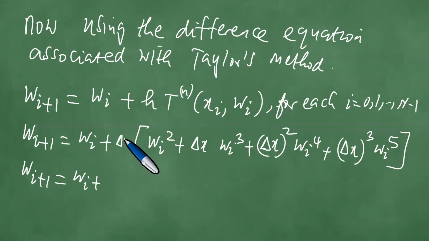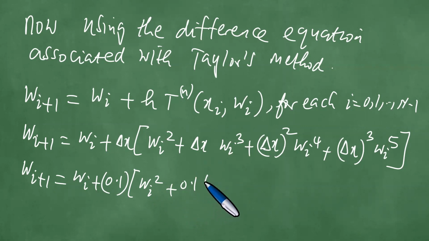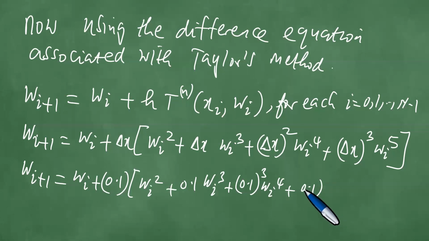And then in this question, it is 0.1. So just to get a difference equation that's nicer to use, you just substitute the delta x, like you put 0.1 here. Then you have the wi squared. Substitute only the delta x throughout. Wi cubed, 0.1 cubed, 0.1. No. You squared this one.